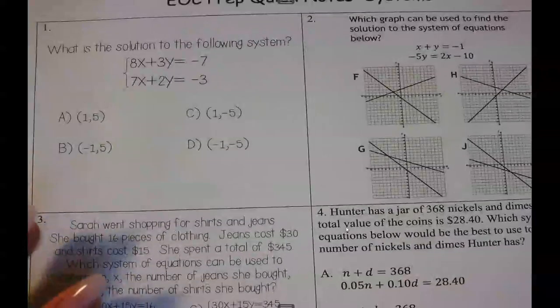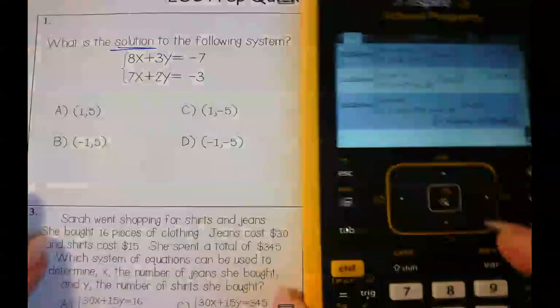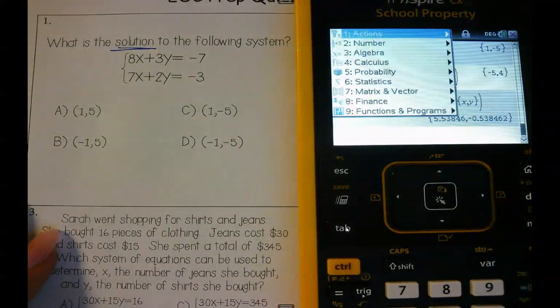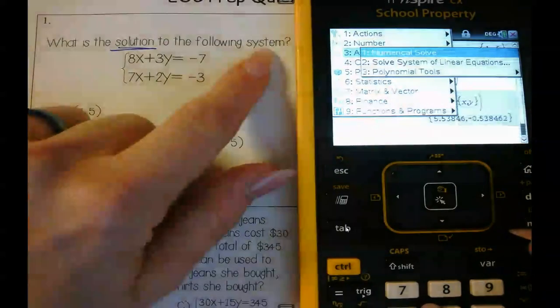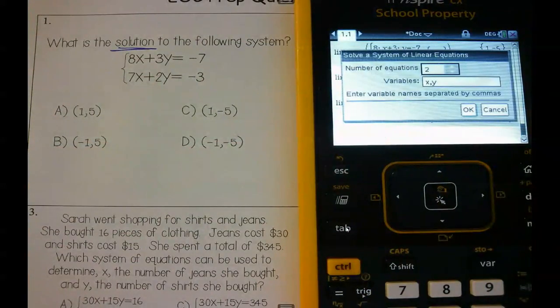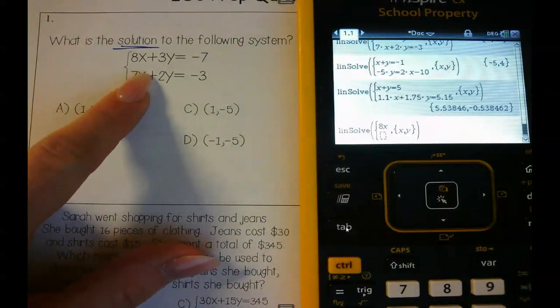So let's go through them one by one. What is the solution to the following system? Whenever I see solution, I am thinking I need to know what my x and y are going to be. So I'm going to my calculator. Menu 3, again, we're in algebra. 2, you see how it says solve system. So if I forget menu 2, I see system. That has to be the one that I need. Just press OK and enter it in exactly like you see it.